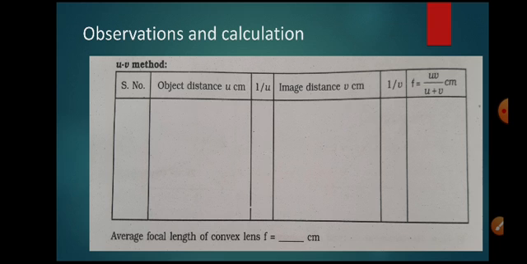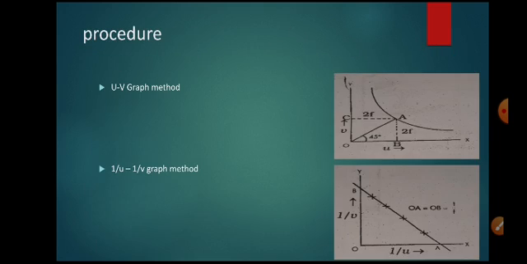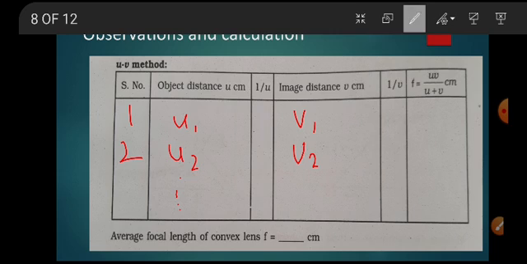Now, this is the observations and calculation part. It has more weightage. So you have to observe the values of u1, v1, the second time u2, v2, and so on. You have to take 2 or 3 or 4 or 5 different values by changing the u value. You can easily find the value of 1 by u here, and by using the v value, 1 by v. Substitute all the values, u and v, in the formula, and you will get the focal length of the given lens. Then you have to find the reciprocal of the focal length, which is determined by the UV method.